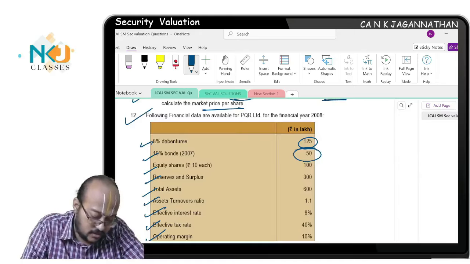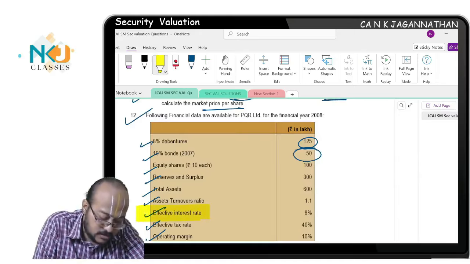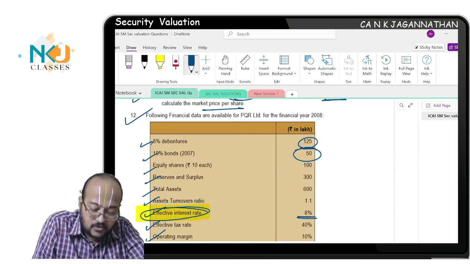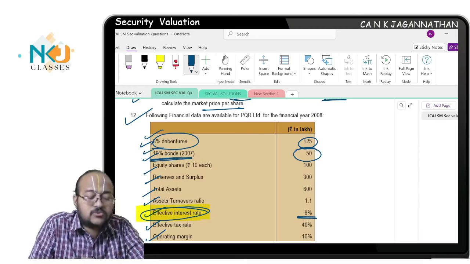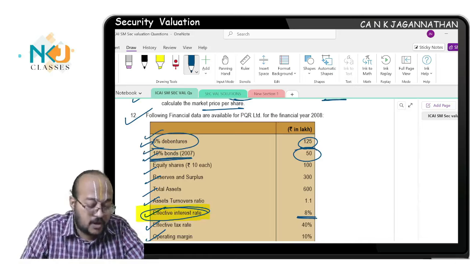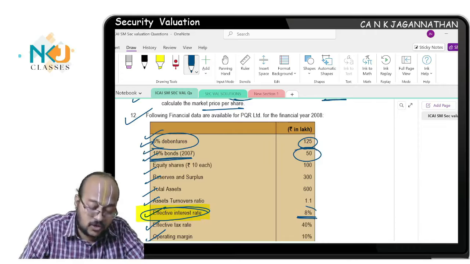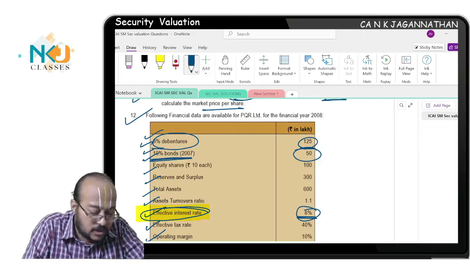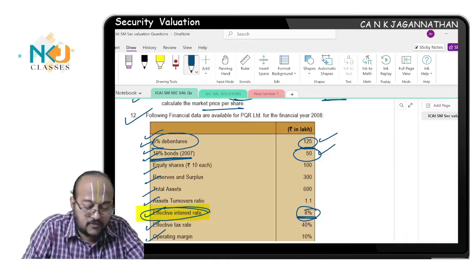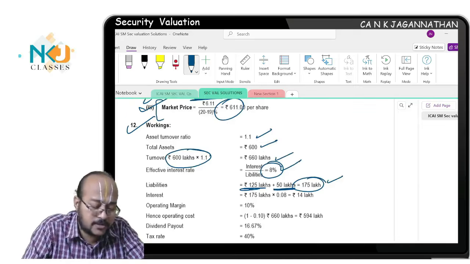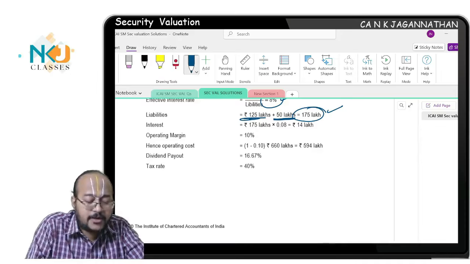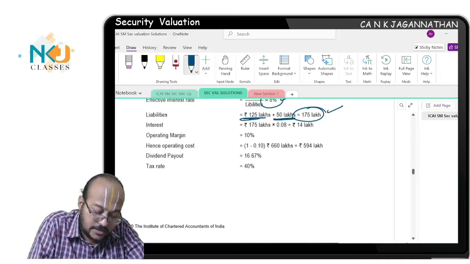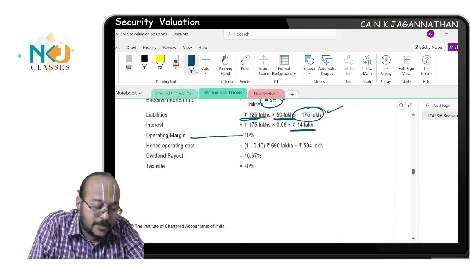That also they have given, the effective interest rate. Can you see this? This is the effective interest rate they have given. This you apply on the total. Why? Because 8% debentures carry 8% interest, the 10% bond carries 10%, so interest varies for various instruments. The effective interest rate they have given, straight away take that and solve. Otherwise you compute for everything: for 8% debentures, what is the amount? For the 10% bond, what is the amount? Like that you need to compute, but they have given the effective interest rate as 8%. Simply apply this to the total liabilities, 175 lakhs. Apply 8% to that, you will get the interest expenses of 14 lakhs. Operating margin 10%, of course.